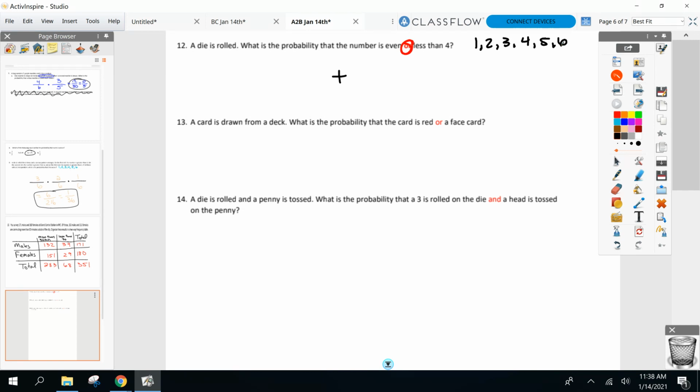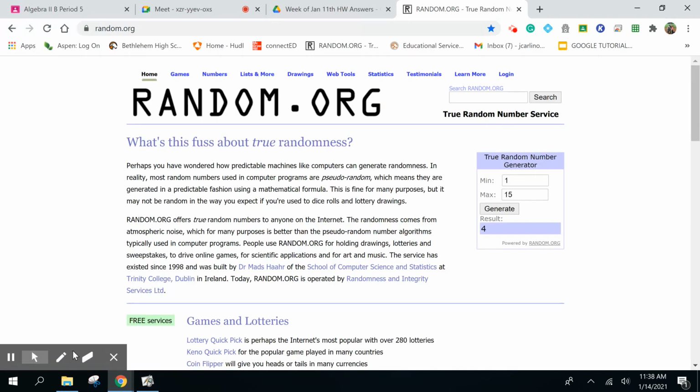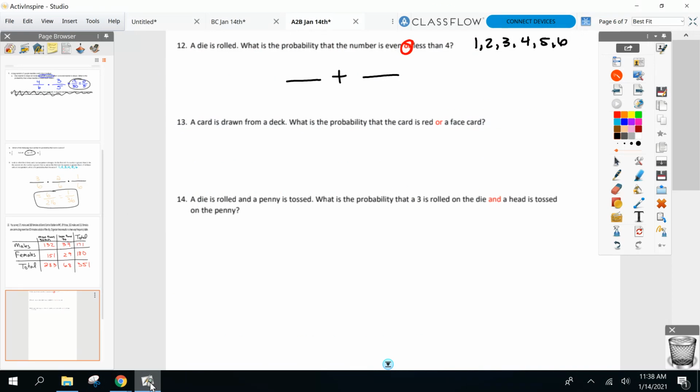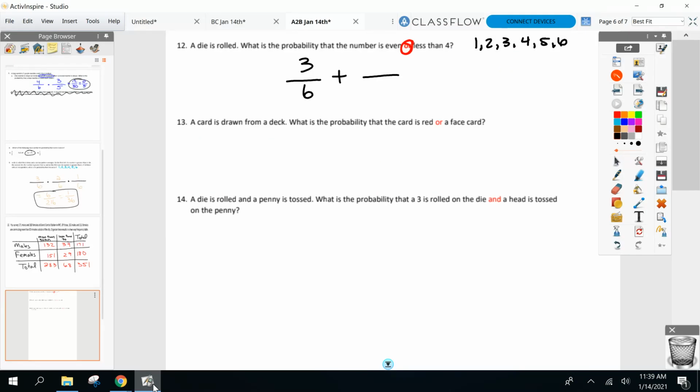All right, let's do this. Number is even. First fraction, what's it going to be? Bassett, number is even. What do you got? 3 out of 6. There you go. Thank you. 3 out of 6 plus the number is less than 4 now. So on a die, what are your choices for less than 4? Ella, what are your chances? Numbers less than 4 on a die. 3/6.